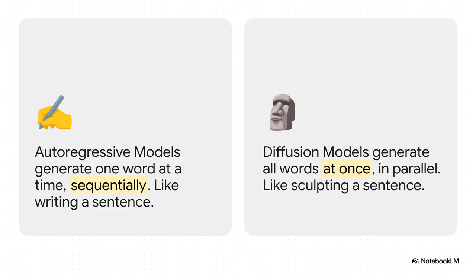Okay, so let's break this down. To really get why this is a big deal, you have to know about the two main ways these things work. On one side, you've got your auto-regressive models. Think of a lot of the GPTs we all know and love. They work step by step, generating one word at a time, just like writing a sentence. But then you have these diffusion language models, or DLMs. They're built to be parallel. They generate all the words at the same time.